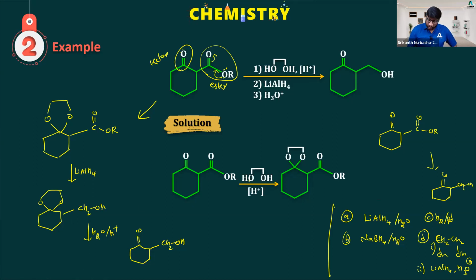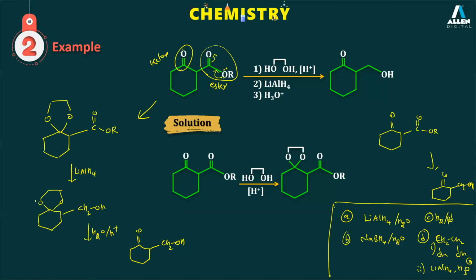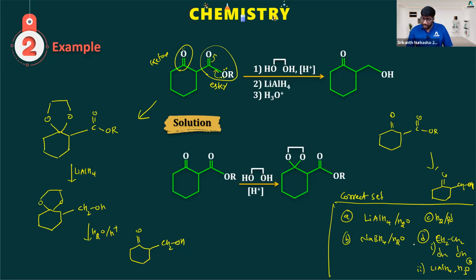Does everyone have the question? The question is not about what happens when this compound reacts with CH2CH2OH, H plus, then LiAlH4, H3O plus. The question is: I am doing this conversion, C=O, C=O OR2, to C=O CH2OH, the same reaction. Which is the correct set of reagents? Option D. We just solved it. Option D is going to be the correct set.